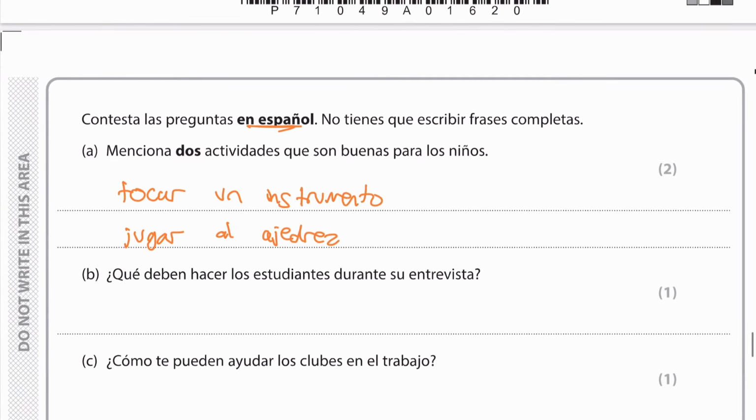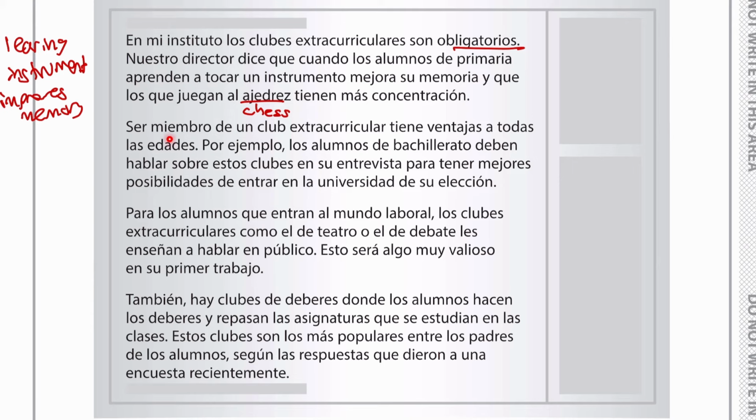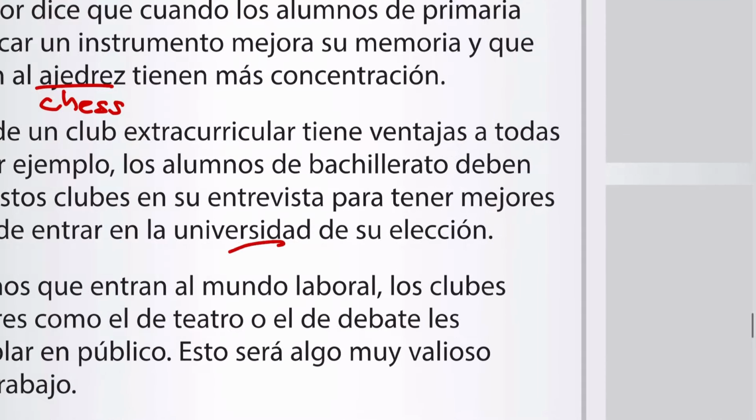¿Qué deben hacer los estudiantes durante su entrevista? Why do they have an interview? What interview for what? To become ser miembro de un club extracurricular tiene ventajas a todas las edades. Por ejemplo, los alumnos de bachillerato deben hablar sobre estos clubes en una entrevista para tener mejores posibilidades de entrar en la universidad de su selección. So the reason we have interviews is for university, rather.